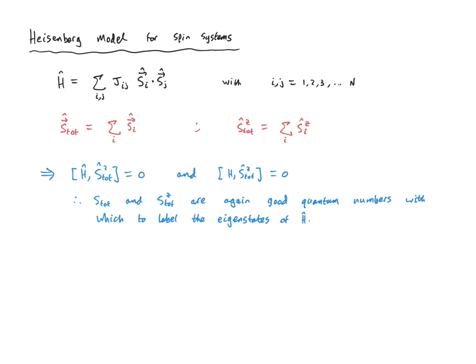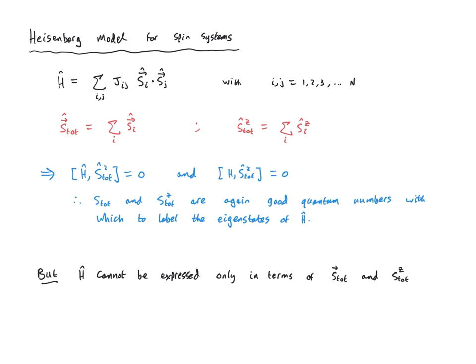That tells us that the total spin and the total spin projection are again good quantum numbers. These are conserved quantities that are not changed by the Hamiltonian. This means that we can label the eigenstates of our Hamiltonian according to S total and S total z. The problem is that the Hamiltonian H is not written simply in terms of these quantum number operators. Therefore, an arbitrary basis labelled by the total spin and the total spin projection will not in general be eigenstates of this Hamiltonian.